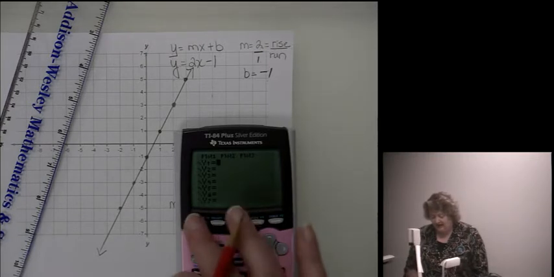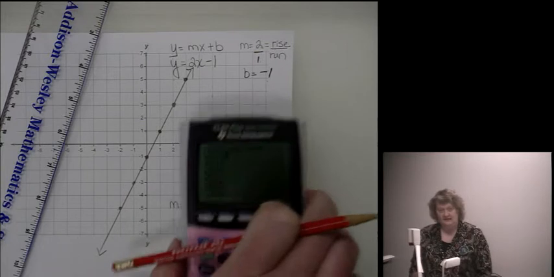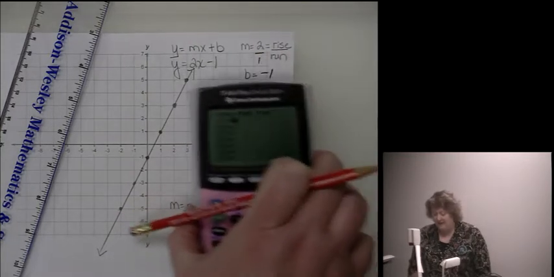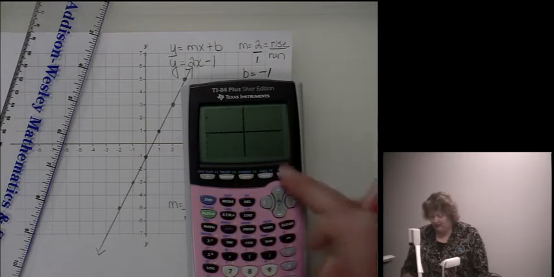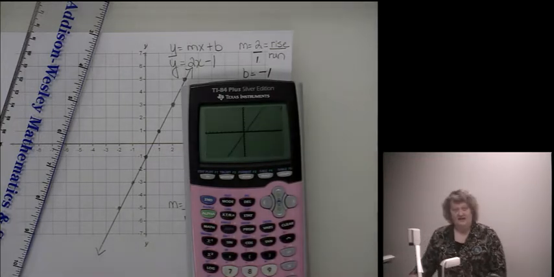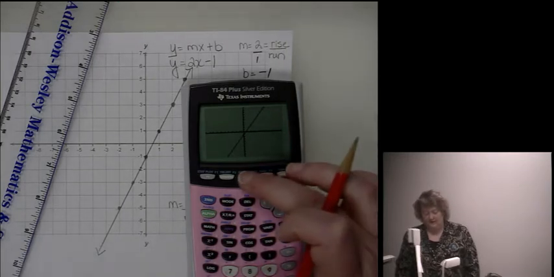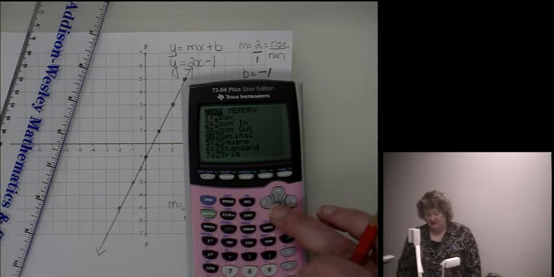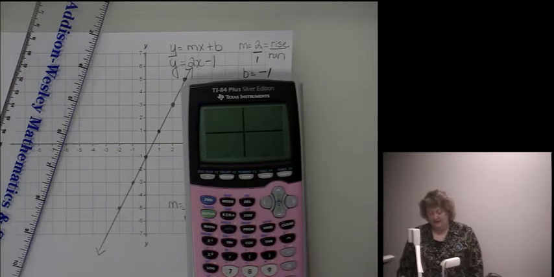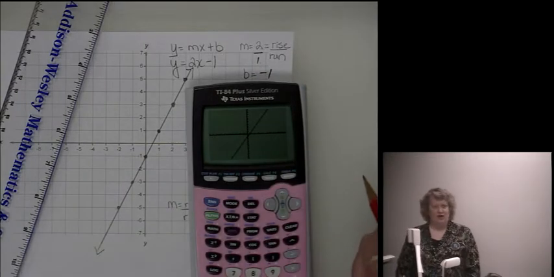So I'm going to come into the calculator. I'm going to press y equals. I'm going to clear out anything that's there. I'm going to type in my equation, which was 2x minus 1, and I'm going to hit graph. And I've got it set to a standard window. If yours is not at a standard window, zoom and then number 6 for standard. And hey, it looks pretty much like what I've got drawn here, but so would a lot of other things.